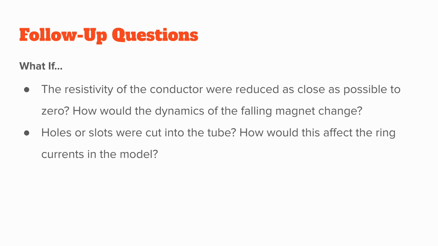To answer the second follow-up question, if holes or slots were cut into the tube, the holes would disrupt the continuation of the ring structure of the tube, reducing the induced current and causing there to be less magnetic force on the loop and on the magnet. Hence, if holes or slots were cut into the tube, the magnet would fall with greater speed and take a shorter amount of time to fall through the tube.